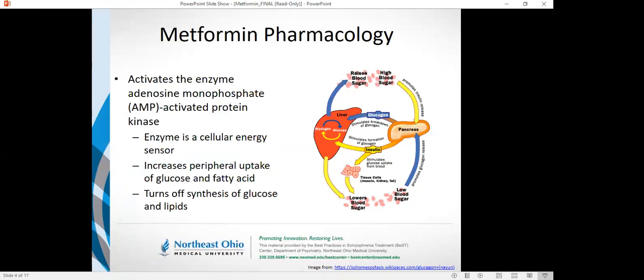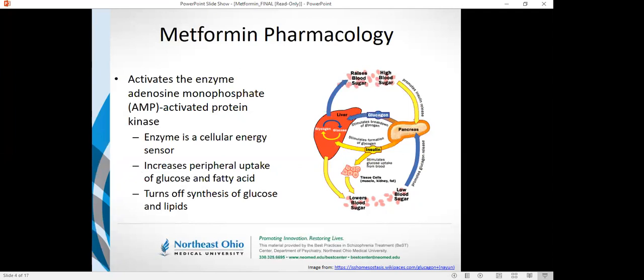So it's a biguanide. It activates an enzyme called the adenosine monophosphate activated protein kinase. So this enzyme essentially adds a phosphorus group to other compounds. Now, in some cases, it'll turn on an enzyme. It'll change the function of a protein. In other cases, when it does that, it actually turns off the enzyme or deactivates the protein. So it really depends on which particular compound it's working on.